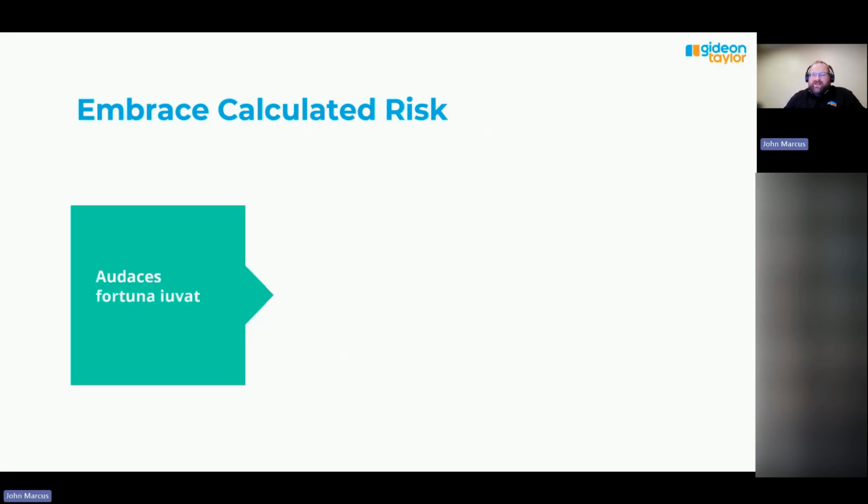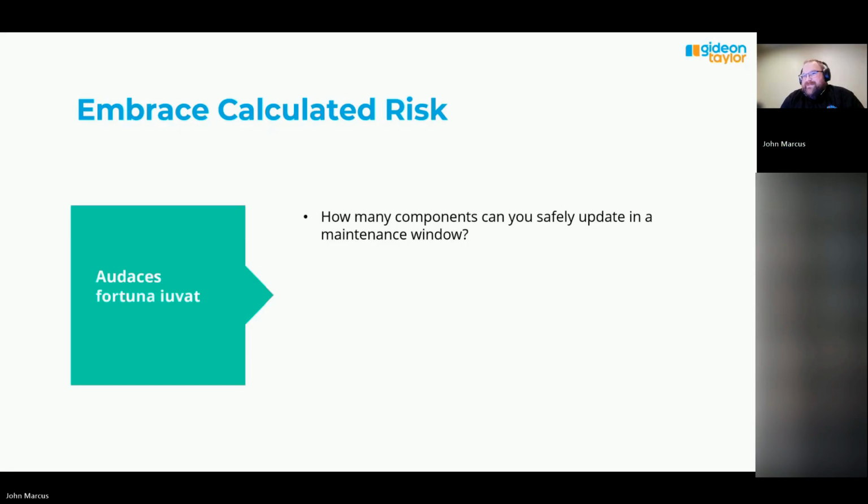The other thing you have to get comfortable with in PeopleSoft maintenance is embracing calculated risk. Now, this is where you get into, how much can you reliably test? Because there is the urge, if you're patching a database, you may as well patch PeopleTools while you're in there. And hey, if you're patching PeopleTools, you may as well patch the OS. But you really have to be careful with that urge, because it can bite you if you're not careful with that.